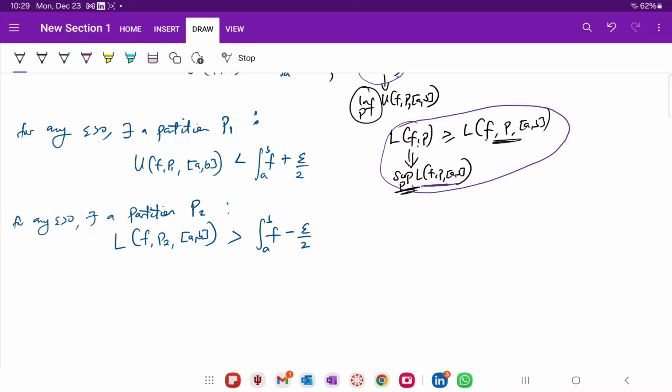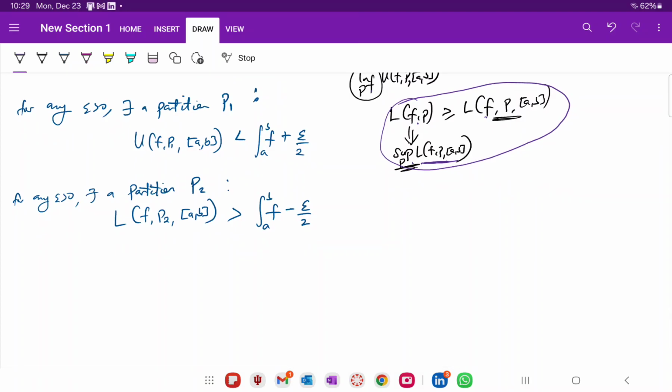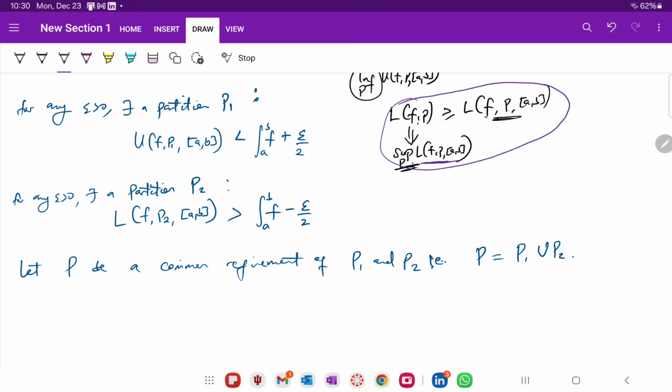All right, so then we can now define a refinement partition. Let P be a common refinement of the two partitions we have defined, P1 and P2. That is, P is the union of P1 and then P2.